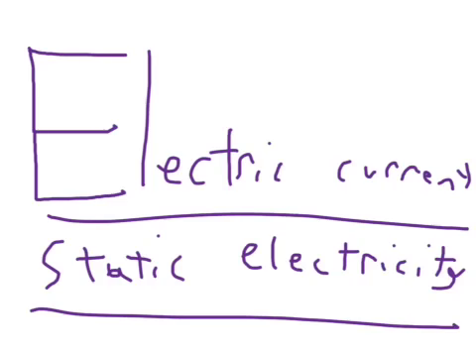Lesson 1. Electric current and static electricity. Electric current is the steady flow of electrons through a wire. So there's the electrons, and they're going through that wire. That's how it works. Static electricity is a one-time charge, like a little spark.